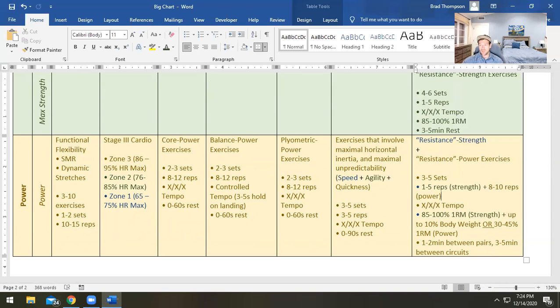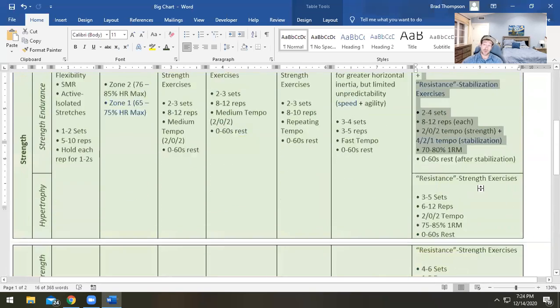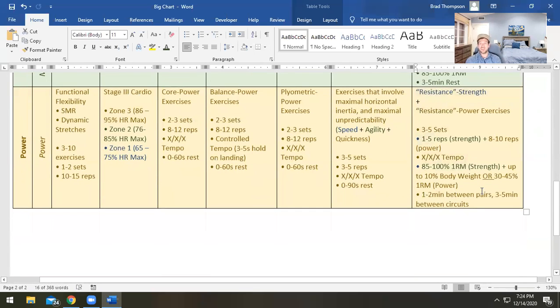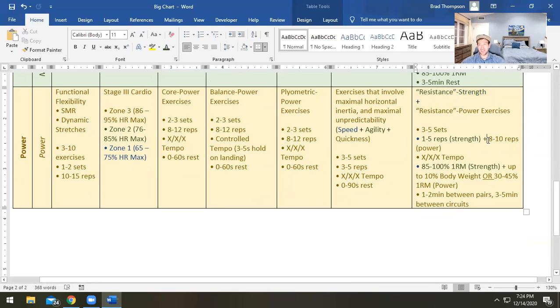All righty. So last one we've got is power. And power is going to look really similar to strength endurance. This is also doing the superset thing. Earlier in class, we mentioned that power is a formula. It's force multiplied by velocity, right? Well, in the power phase, we want to address both sides of that equation. We want to address the force and the velocity.